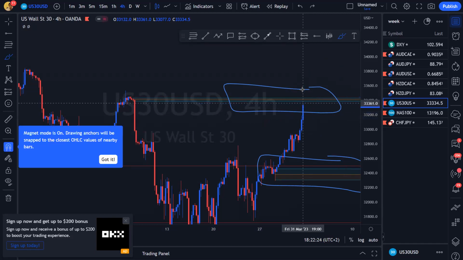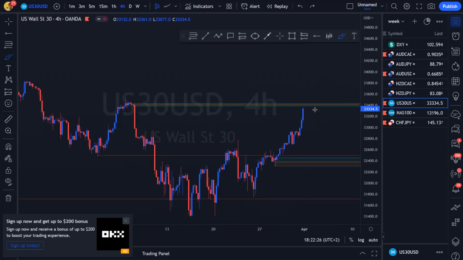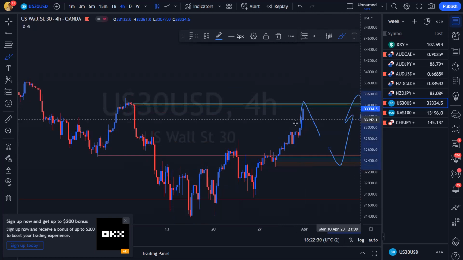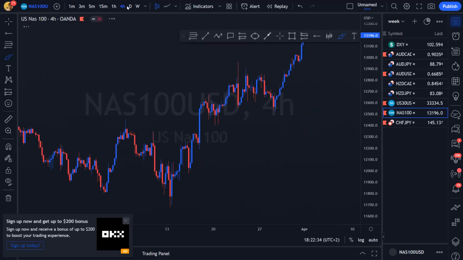Nonetheless, we know selling from there, we know buying from there. Otherwise, we've got contingencies in both directions. Let's have a look at some NASDAQ over there.